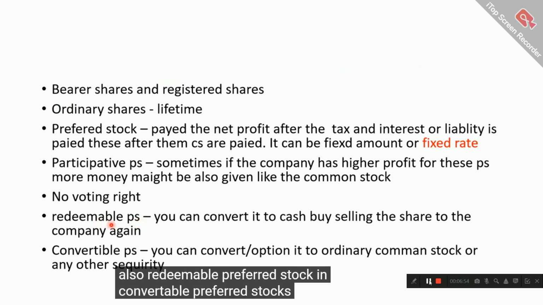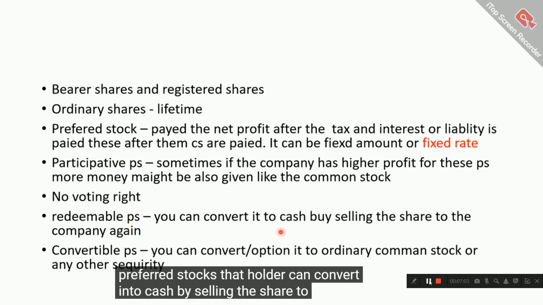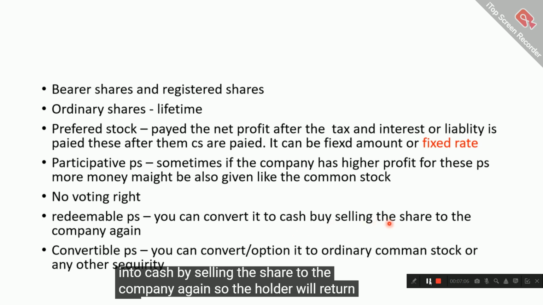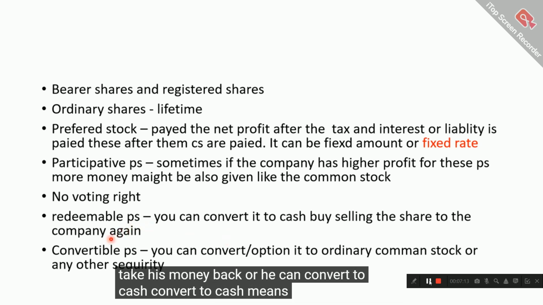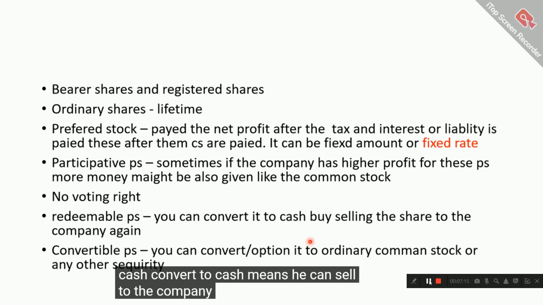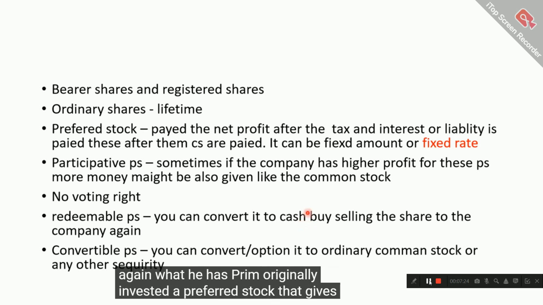These are preferred stocks that the holder can convert into cash by selling the share to the company again. So the holder will return this preferred stock to the issuer and take his money back, or he can convert to cash. Convert to cash means he can sell to the company and get his cash again, what he has originally invested. So a preferred stock that gives this kind of right to the holder is called a redeemable preferred stock.